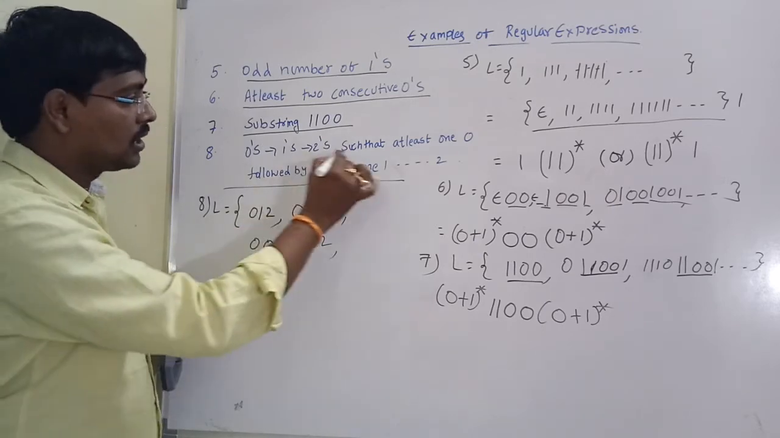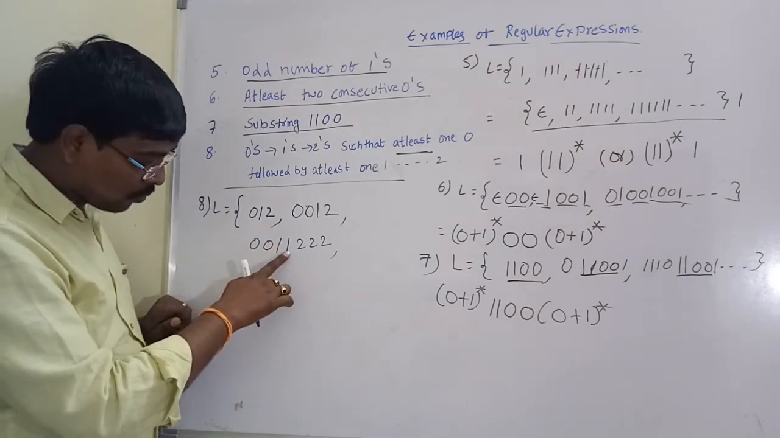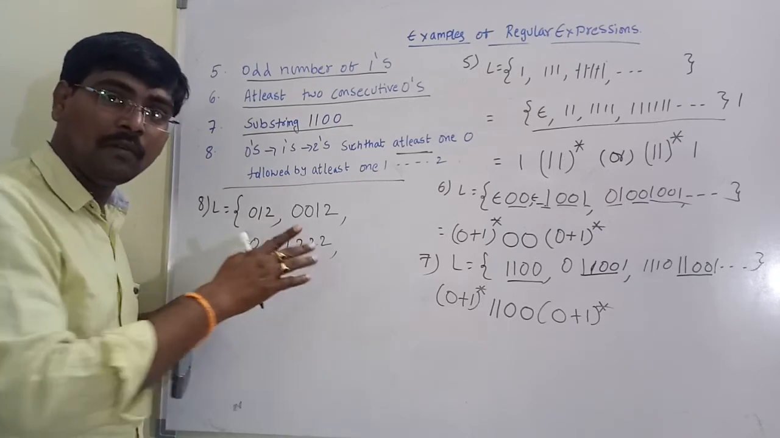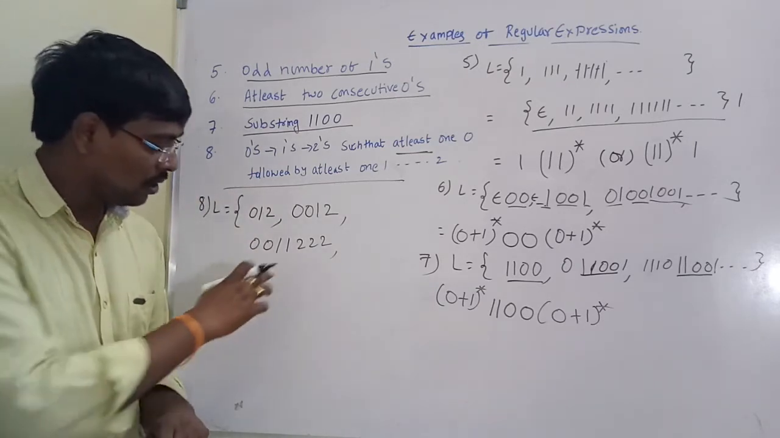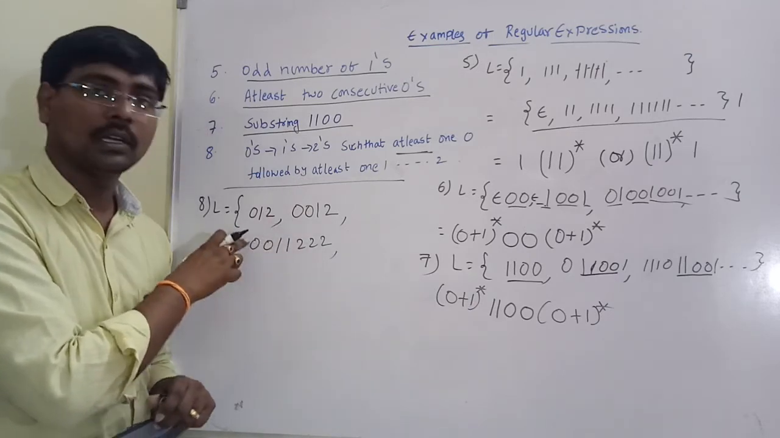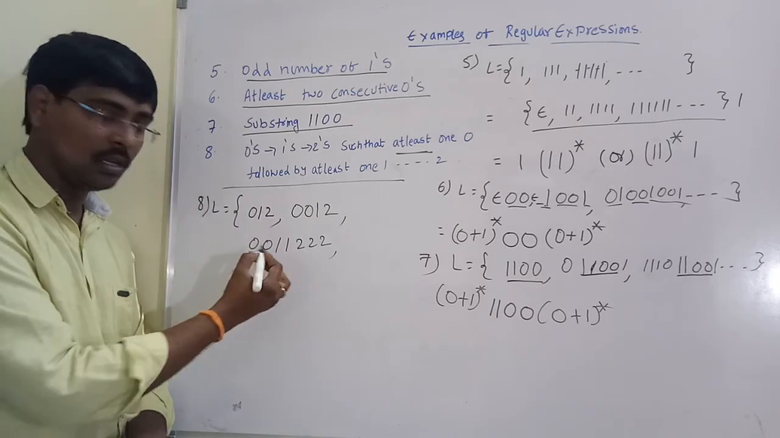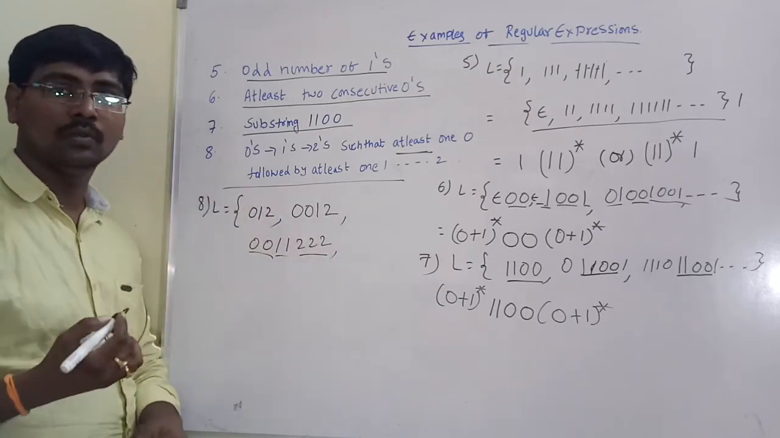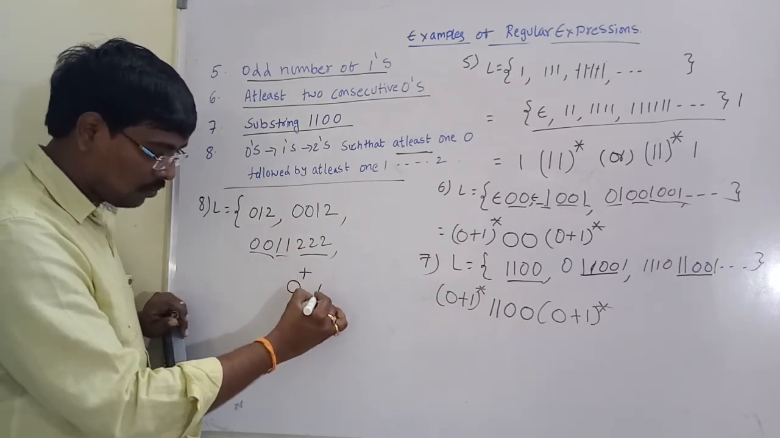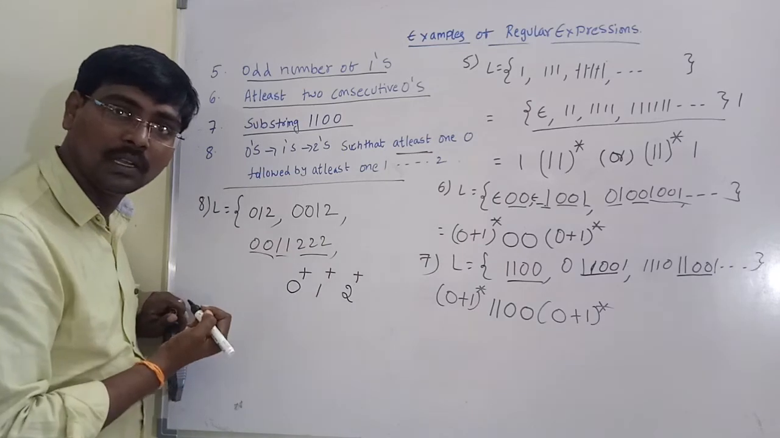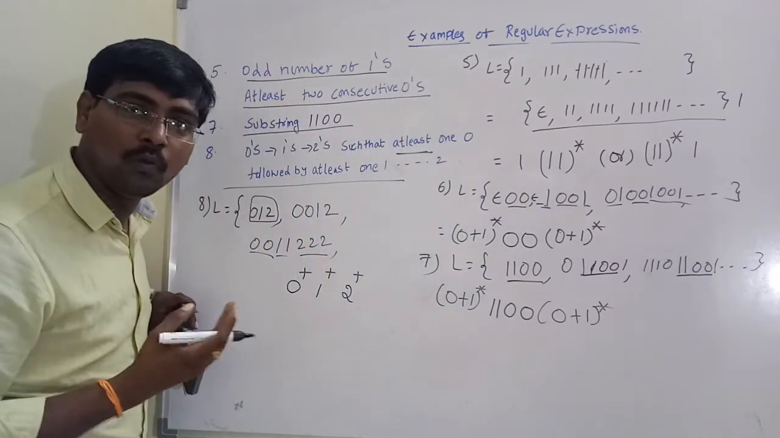Or 0011222. So remember, here the meaning is at least. Whenever 1 occurs, next we have to write at least one 2. If 0 occurs, we have to write at least one 1, not the next term. Here followed by means after zeros, we have to write 1s. After 1s, we have to write 2s. So what is the string? The string is 0+1+2+. What is the meaning of this? The minimum string is this one, because at least one 0, one 1 and one 2 are required.